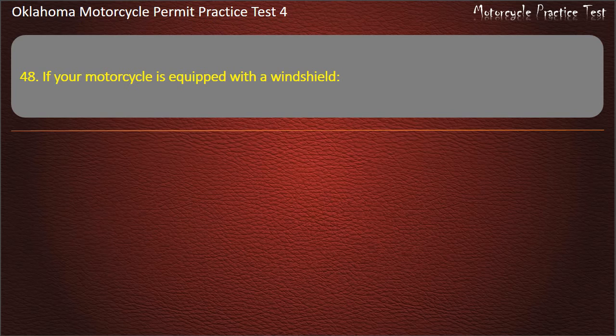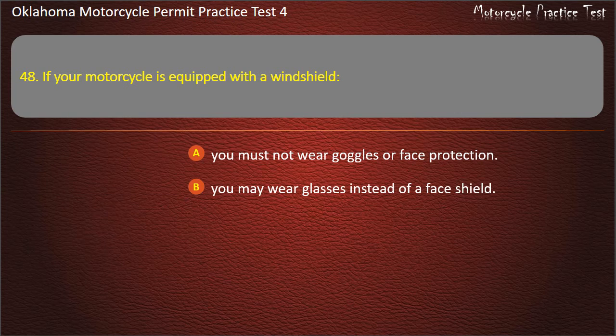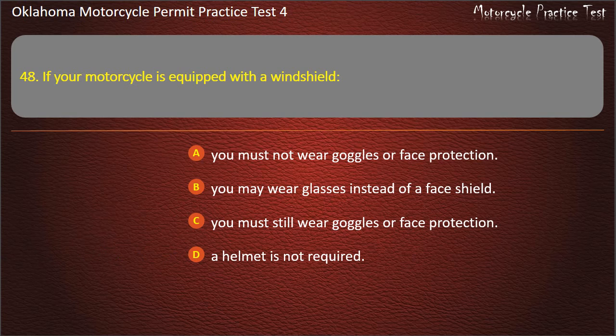Question 48. If your motorcycle is equipped with a windshield, you must not wear goggles or face protection. You may wear glasses instead of a face shield. You must still wear goggles or face protection. A helmet is not required. Answer. You must still wear goggles or face protection.